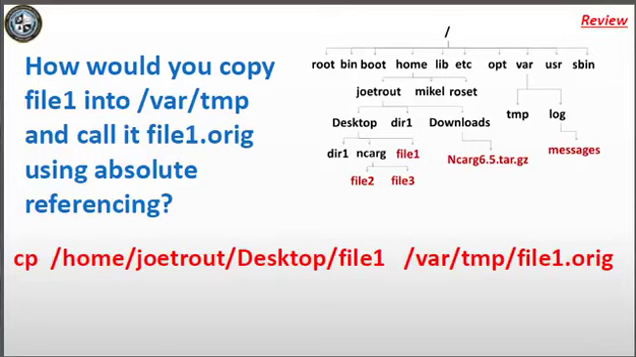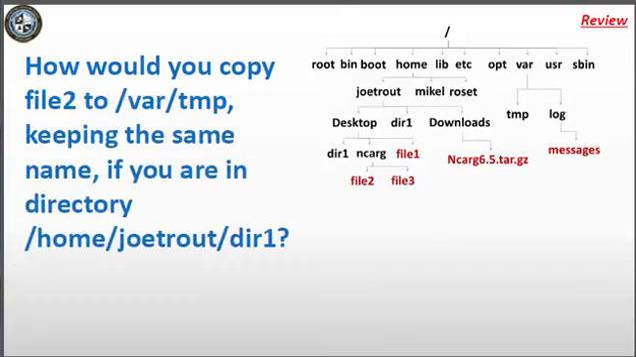If you remember from the last lecture, two periods mean go up one directory. So here we are in directory1. If we say dot dot, we go up a directory. We're in joetrout now. Then we can type desktop and then NCARG and then file2. Note also that since we're using the same name, we don't have to write the name again. So you only need to write the name if you're going to change the name.